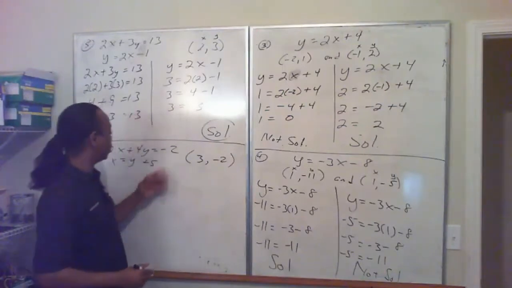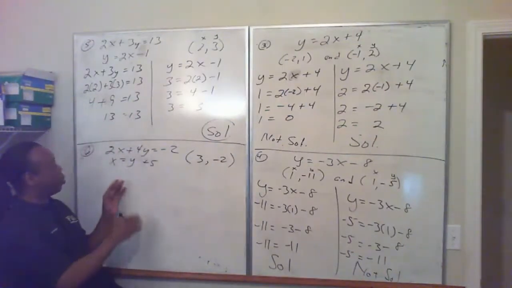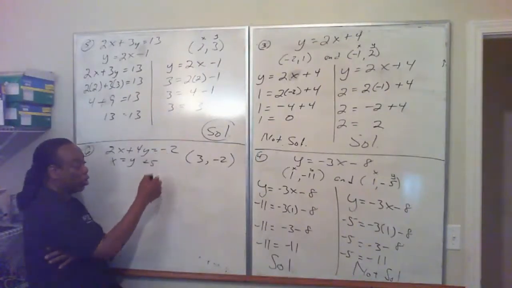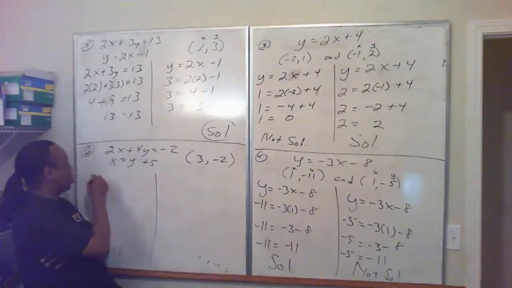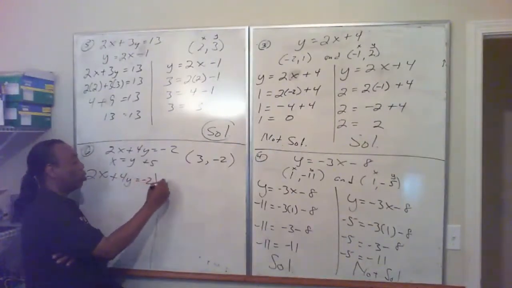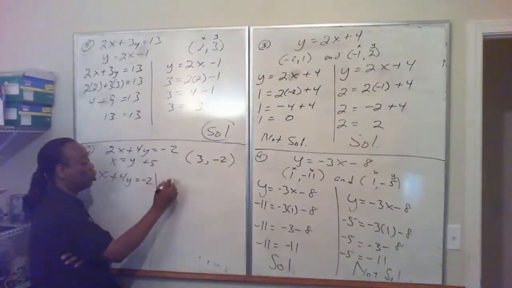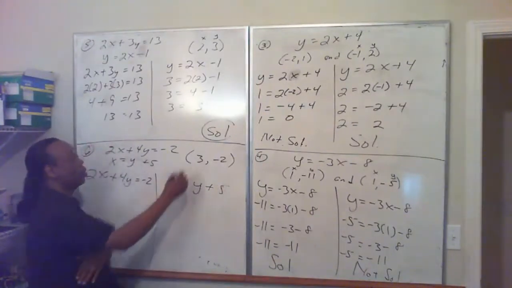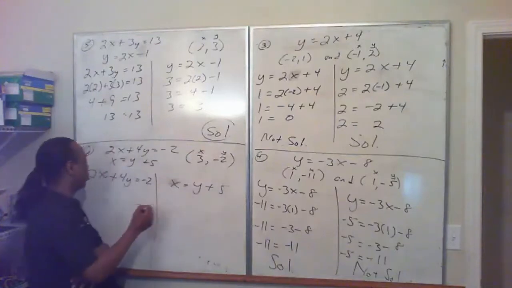All right, here's another system here. And we want to see if this system right here, if this is a solution to this system. So we'll split it into 2 pieces, one for the 2x plus 4y equals negative 2, and the other one for the x equals y plus 5. Okay, so this is our x, and this is our y.